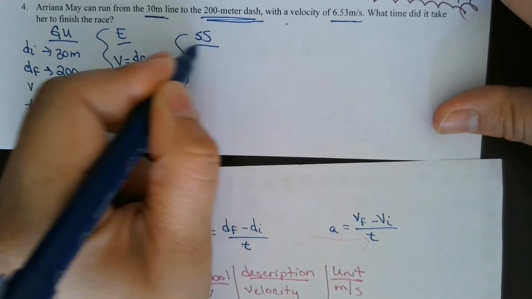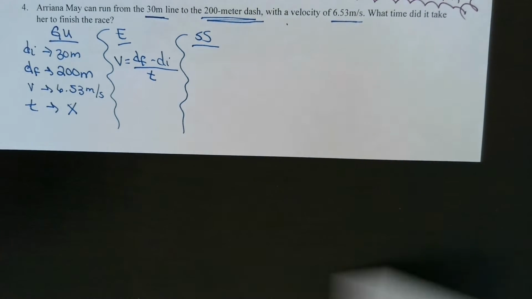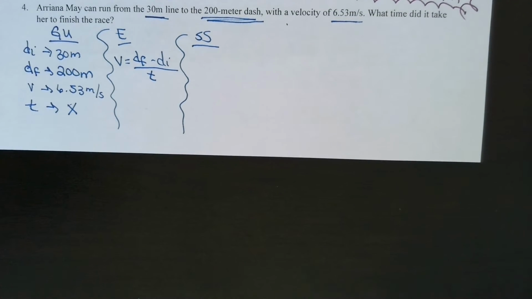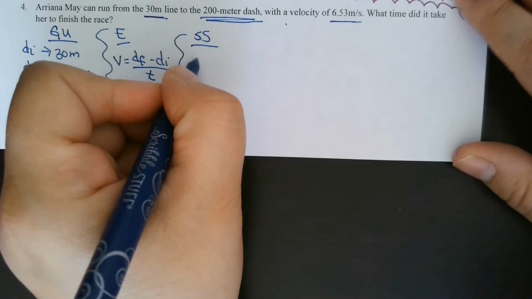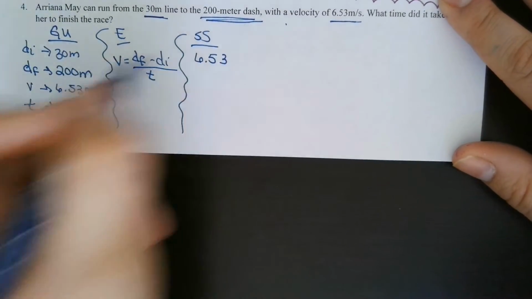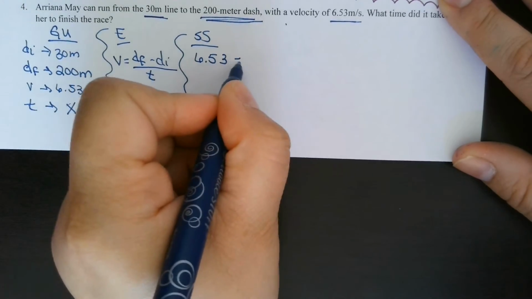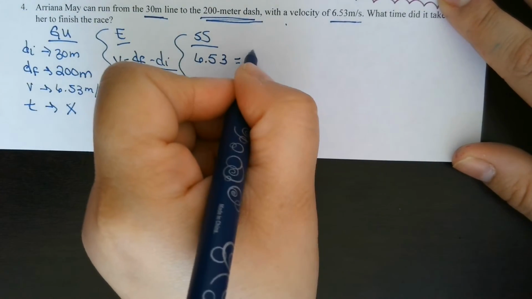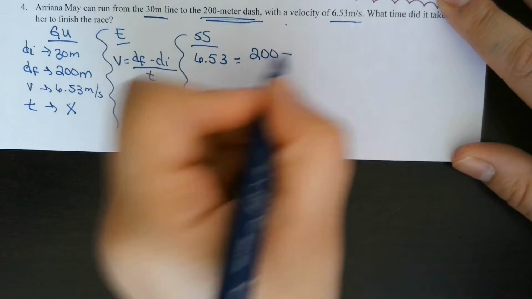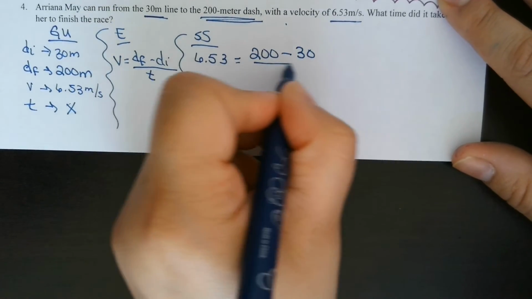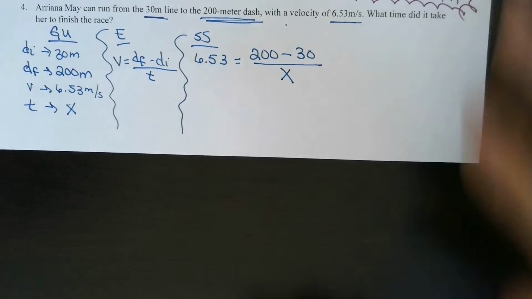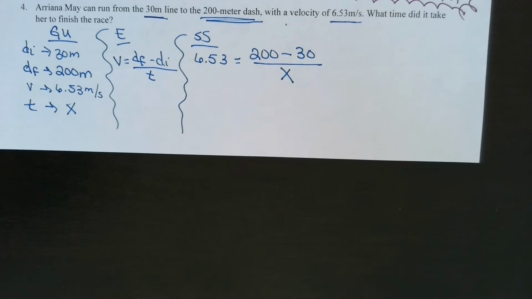And then I'm going to substitute and solve and do all of the algebra step by step for you. So make sure that you're following along. Make sure that you're writing all of these down. Make sure that you're using the calculator. So velocity 6.53 is what I replace v with, equals dF 200 minus 30 all over x. So we are solving for x.